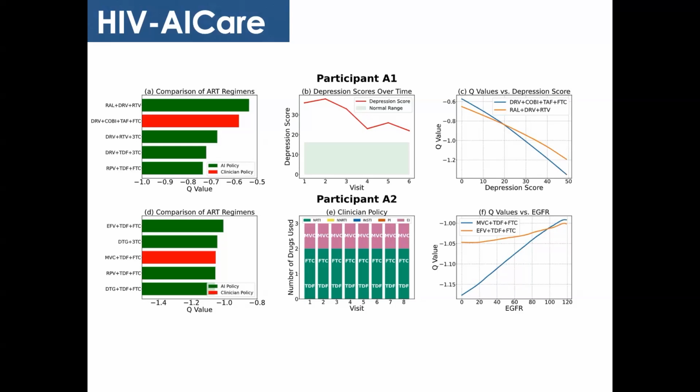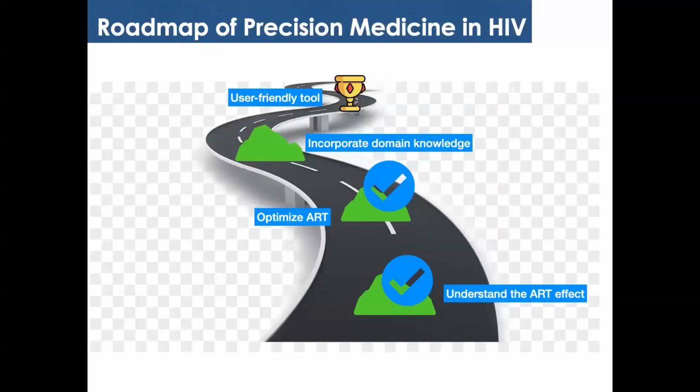Similarly for the second participant. So essentially, our software is like this: you can input the patient's information, and it will give you the ranking of the regimens.